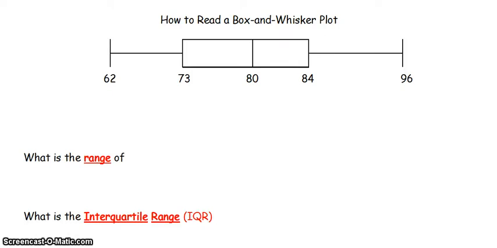When reading a box and whisker plot, there's some important information that we need to be able to pull from the data. Specifically, we need to understand what the 5-number summary is. As I look at this box and whisker plot, the number all the way to the left will always represent your minimum value, and the number all the way to the right will always represent your maximum value.